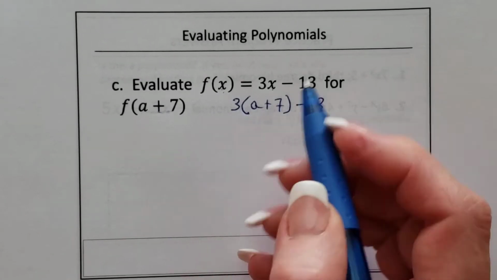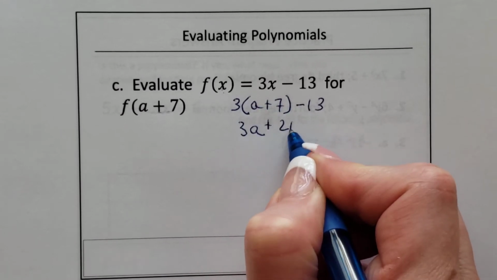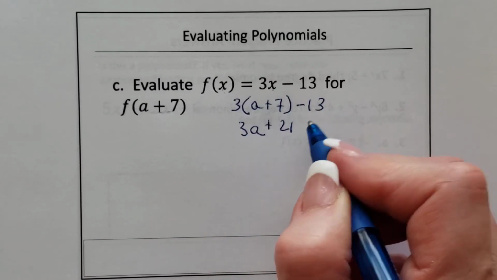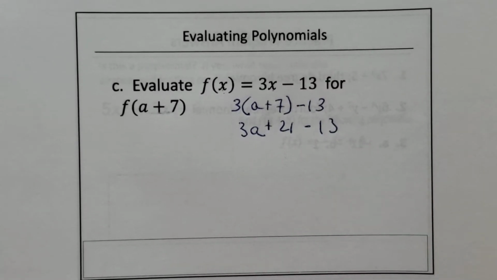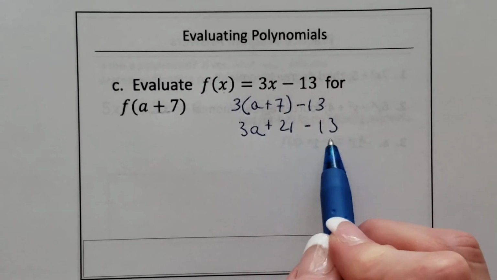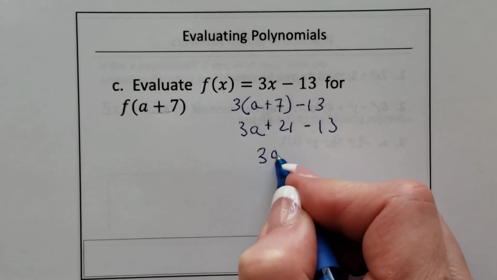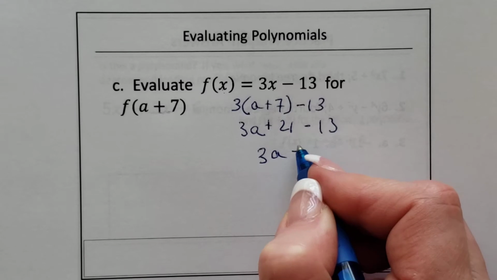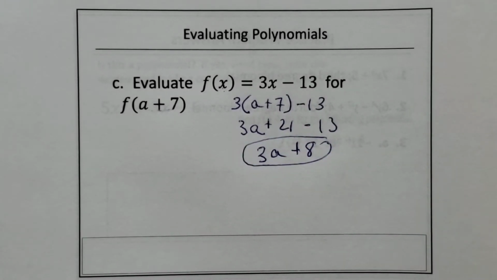So I'm going to distribute that 3. So 3 times a is 3a. 3 times 7 is +21. And I don't have to distribute that. Excuse me, I almost messed that up. All right, so my only two like terms are 21 and -13. So my final answer is 3a plus 8. All right, moving on.